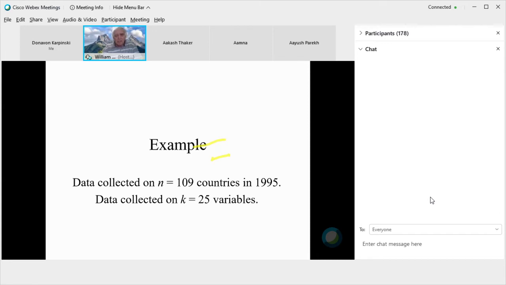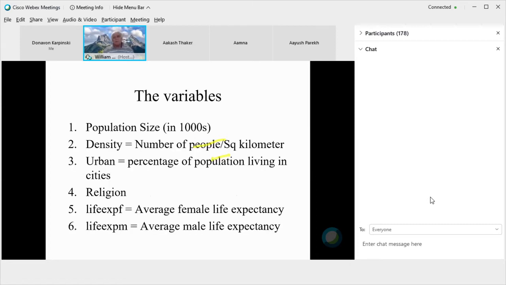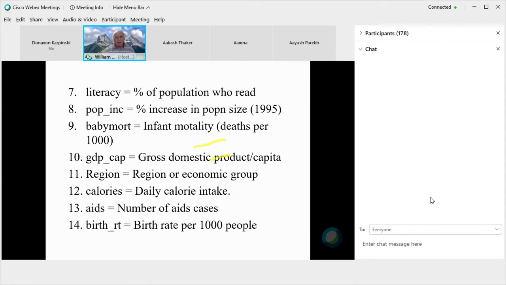Example: this is data collected on 109 countries in 1995. It was collected on 25 variables. These are some of the variables: population size, density, number of people per square kilometer. Another one is infant mortality, the number of deaths of infants per 1,000.